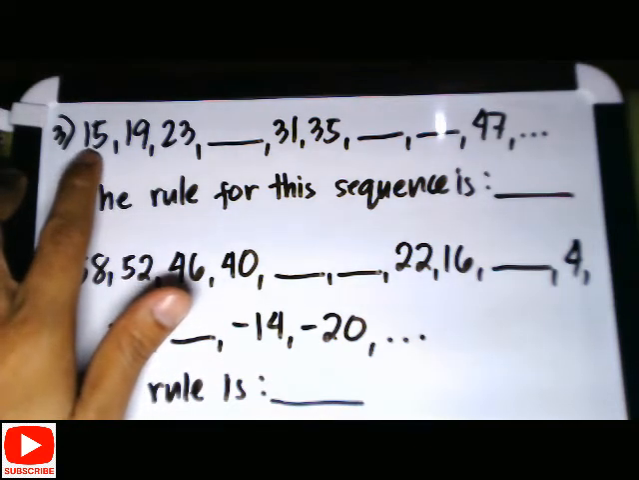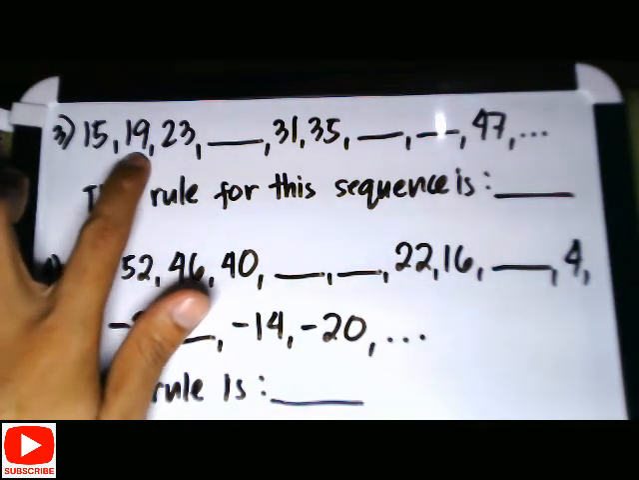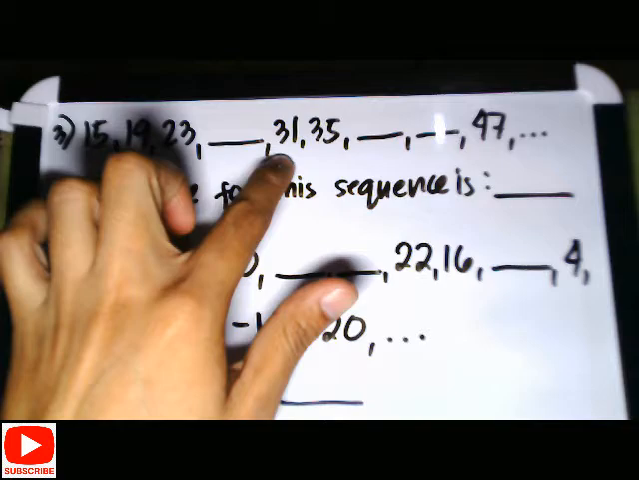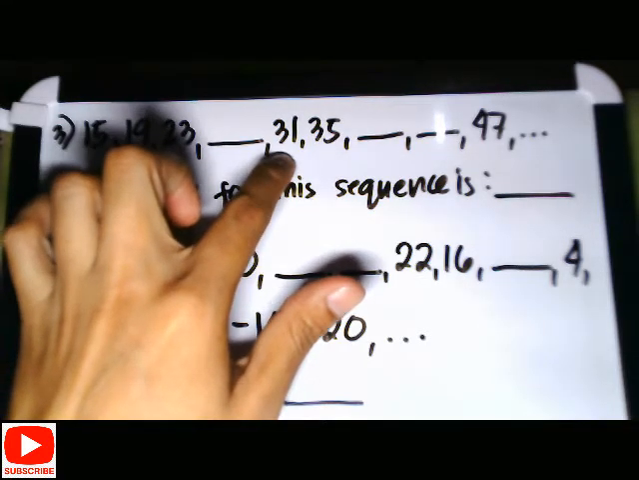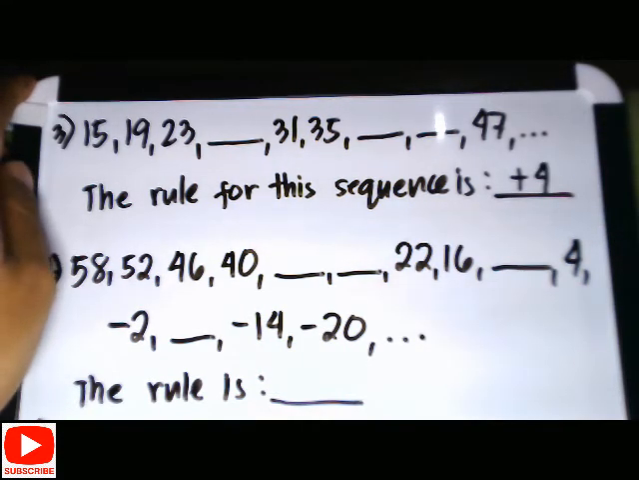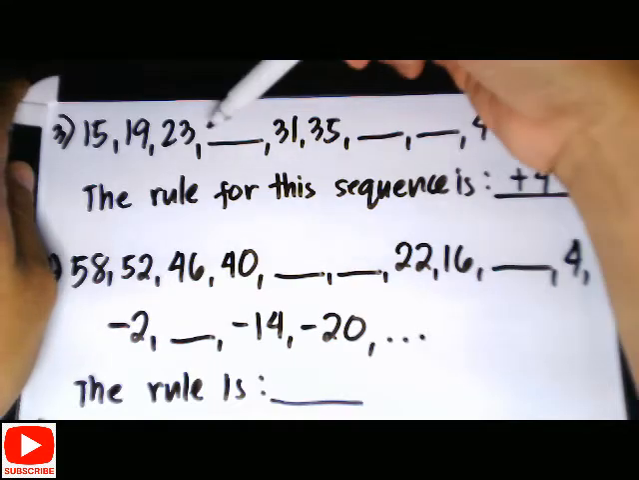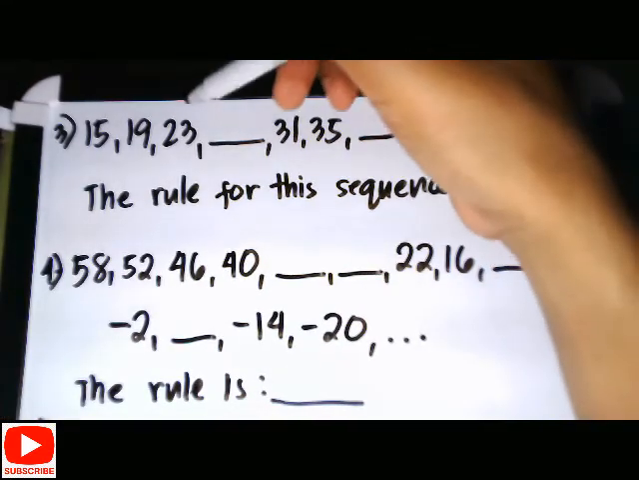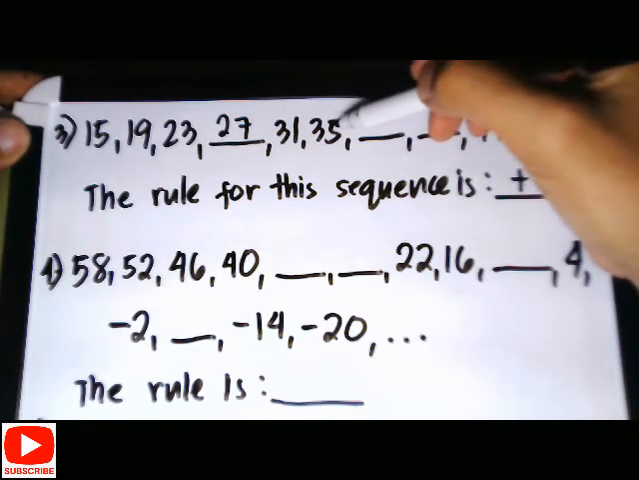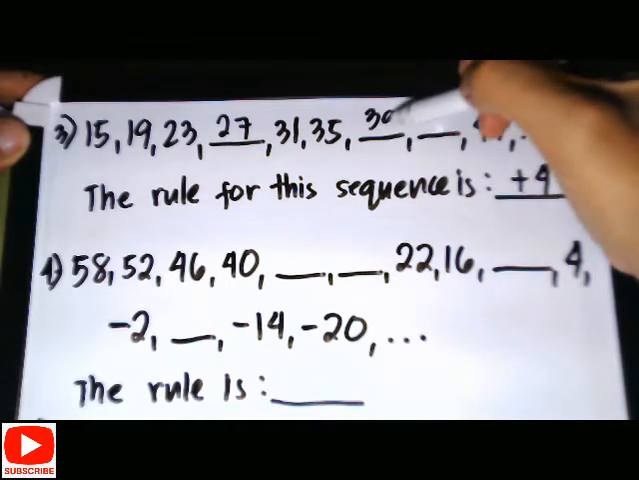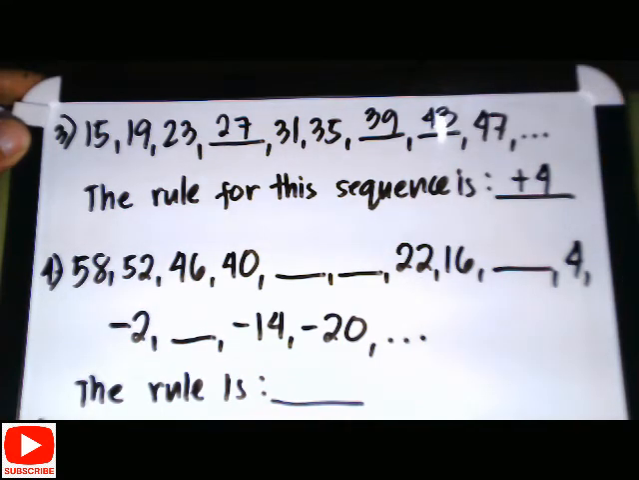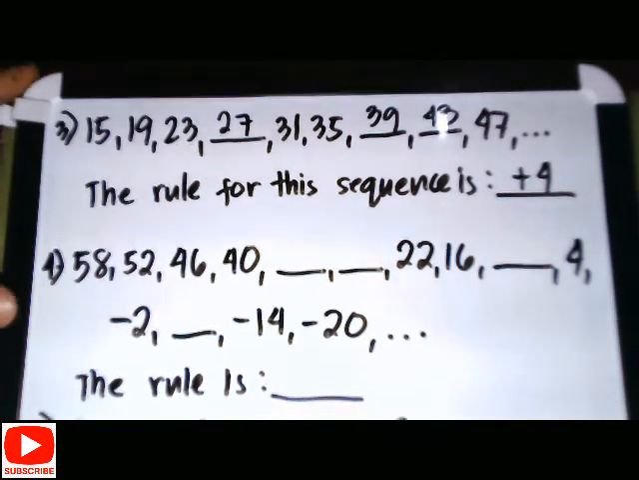So 15 plus 4, that's 19. 19 plus 4, that's 23. So that means in here, 31 plus 4, that's 35. So the rule for this sequence is plus 4. So by continuing the pattern, 23 plus 4, that is 27. 35 plus 4, that is 39. And 39 plus 4, that is 43. So far, so good. So how about trying number 4?